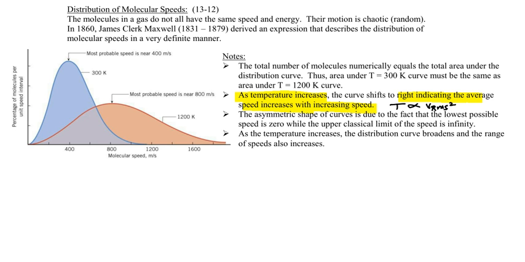And you can note that there is an asymmetric shape here, and as you get over to the higher velocities, it basically reaches out to infinity. The lowest possible speed would be 0, but as you go further to the right, this really extends out to infinity. Actually, the fastest speed it can be is really the speed of light, so it's not technically infinity. One other thing that you should note is that the area under the curve at 1200 Kelvin is the same as the area under the curve at 300 Kelvin. That's because this represents the total number of molecules. So what happens is it shifts to the right at higher temperatures, but it broadens the range of speeds you can attain, but these two areas are the same.